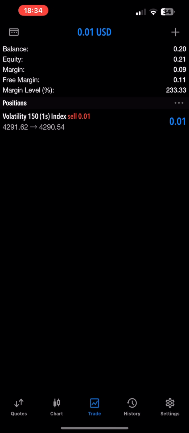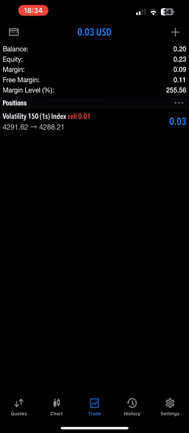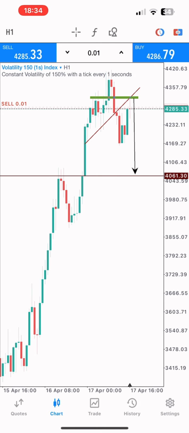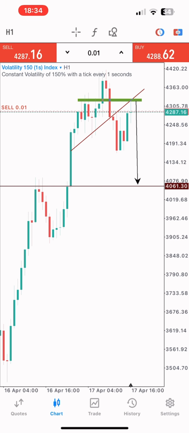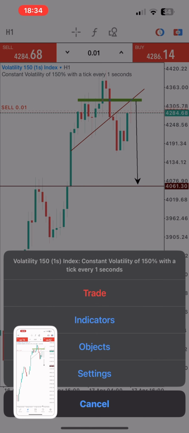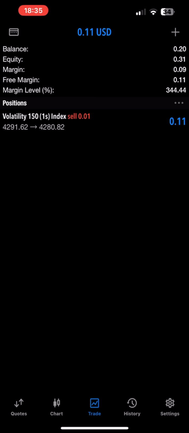The profit target is around 40.61. That's where I'm going to put my take profit, if the market keeps on going down. So right now I'm going to hold. Let's wait and see.